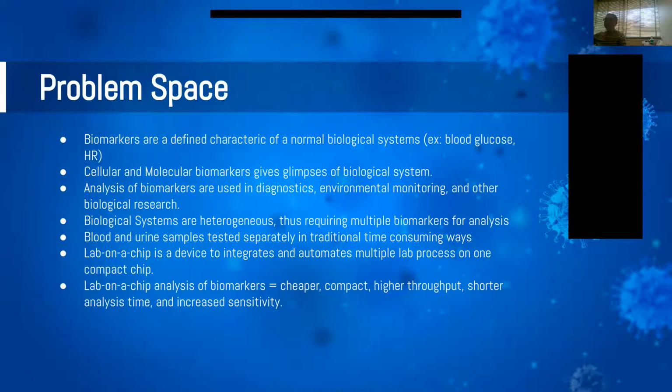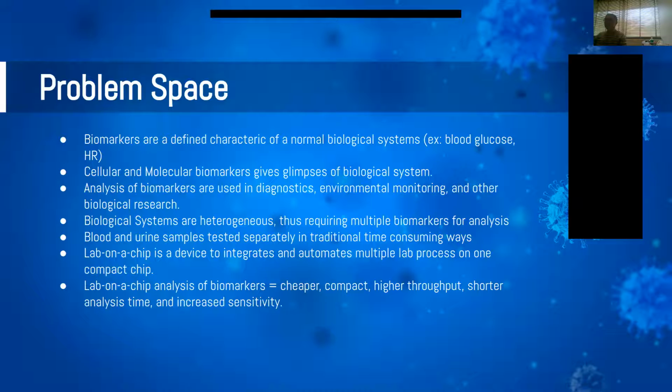Biomarkers are very important for a lot of different applications, and they're defined characteristics of biological systems. A biomarker can be physiological, like a heart rate. It could be blood glucose levels. It could be proteins. There's a variety of biomarkers you can use, and these biomarkers give a glimpse of biological systems. And like I talked about before, there are a lot of applications for analysis of biomarkers.